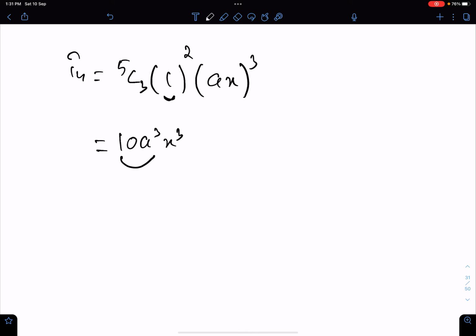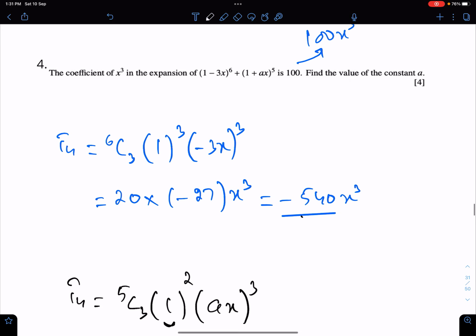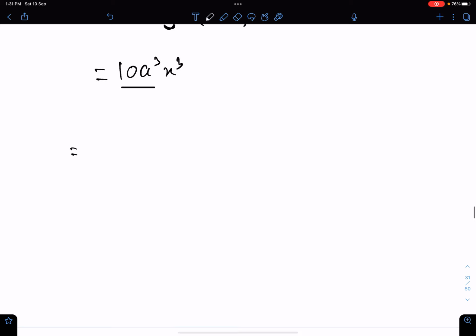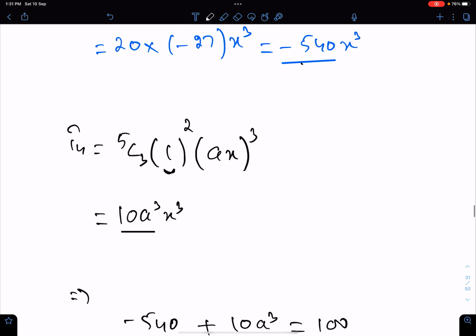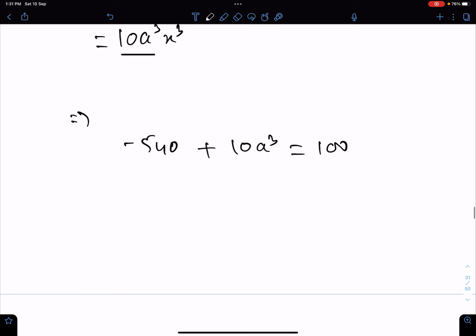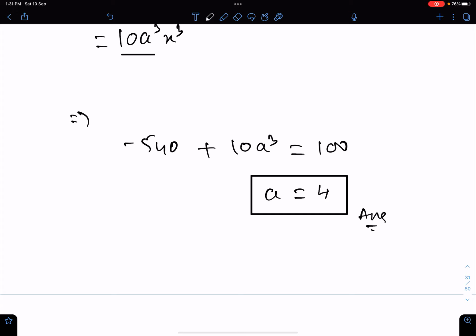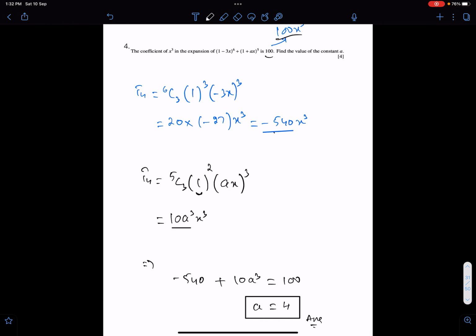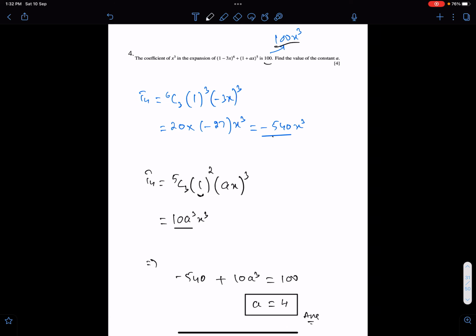Now we just need to compare this plus this with this, because we have a positive sign between the expansions. So minus 540, the coefficient of x cube in the first expansion, plus 10a cube is compared with 100, the given coefficient. Now we can easily get the value of a. I think 640 divided by 64, so a is 4. So this is a way to solve questions of this type when the expansions are simple.